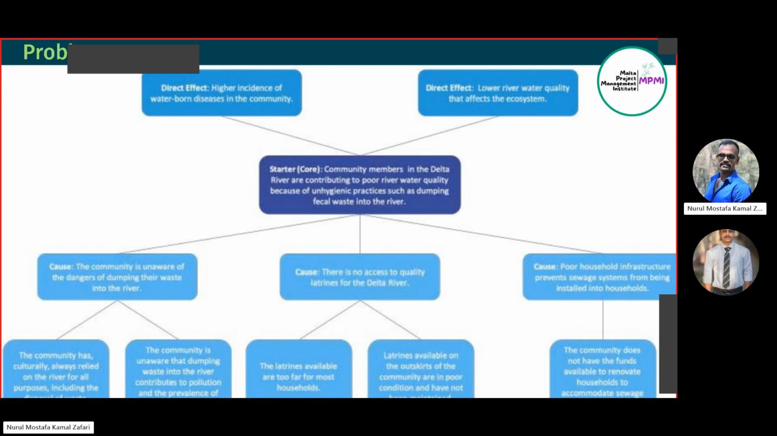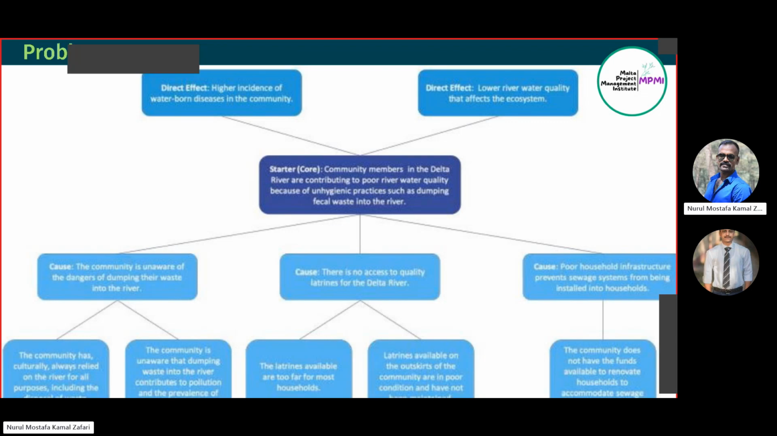Now, problem tree. To draw a problem tree, we have to find out the core problem. What is the main problem? And we should put that main problem in the middle of the problem tree, which is called the trunk of the problem tree.